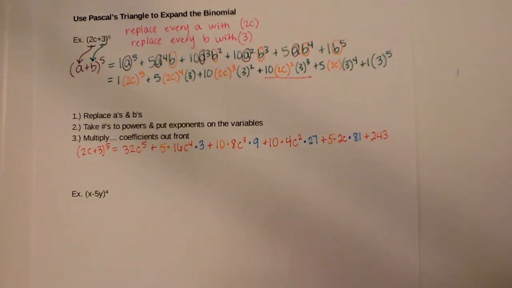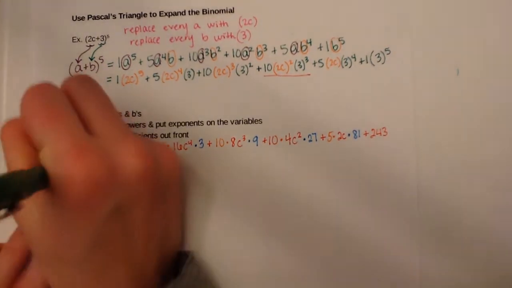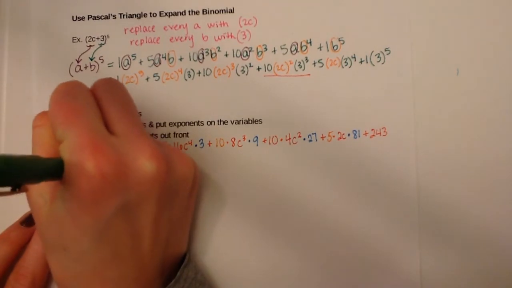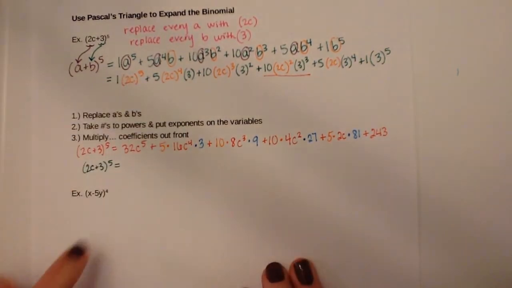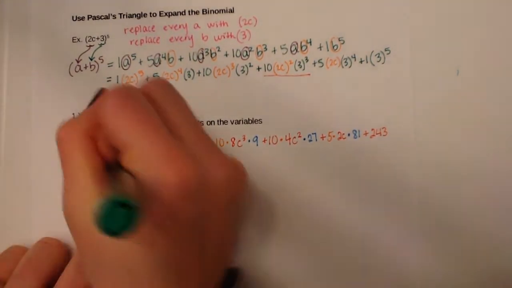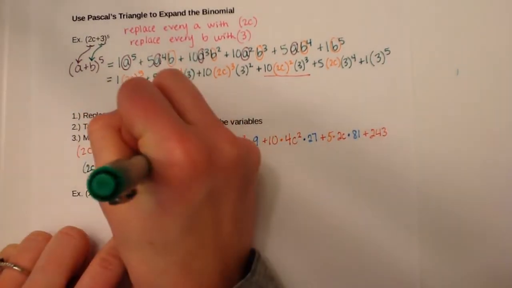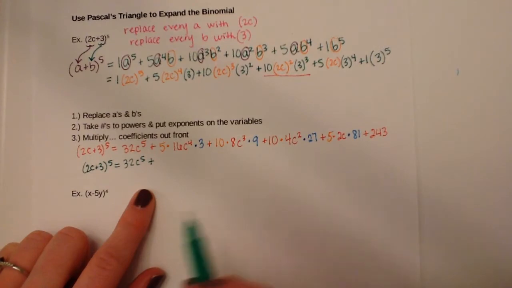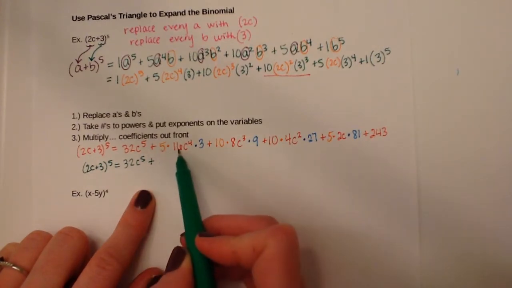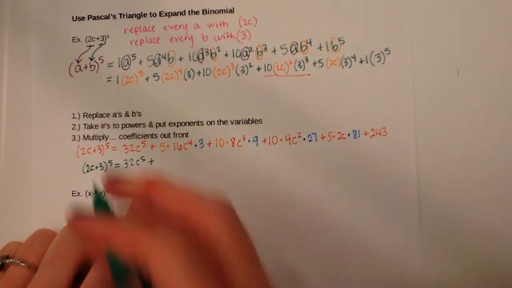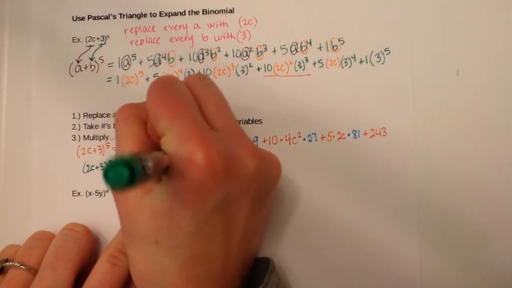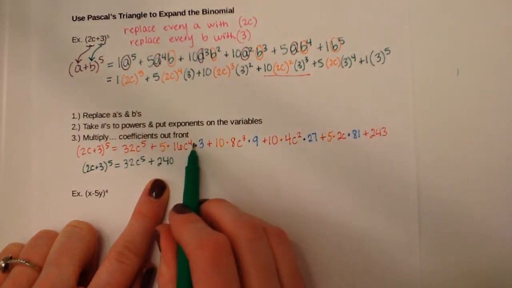So now let's actually do that. So we have (2c + 3) to the 5th. That's going to equal. So this is already simplified, so we have 32 c to the 5th plus, we have 5 times 16 times 3 is going to give you 240, and we still have c to the 4th.